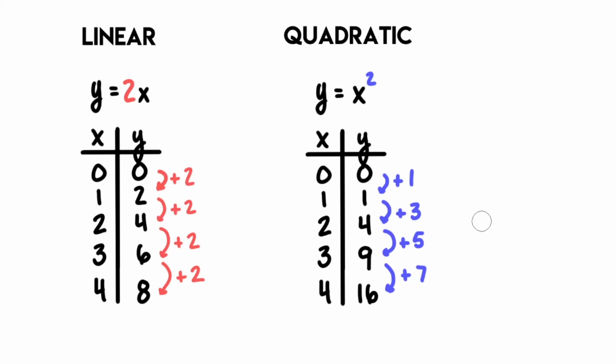On the right-hand side, there's still a pattern to it, but the change isn't constant: 1, 3, 5, 7. However, if we look at the change to the change, we're going to see this pattern crop up again. The difference between 1 and 3 is 2. The difference between 3 and 5 is 2, and between 5 and 7 is 2. So there's almost an extra layer of change for quadratic than there was for linear.